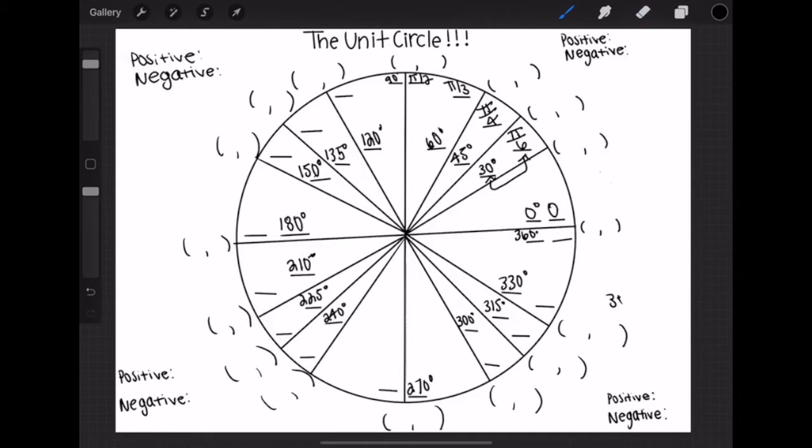So now moving on to the next quadrant. So this is 2 pi over 3. This is 3 pi over 4. 5 pi over 6. And pi.